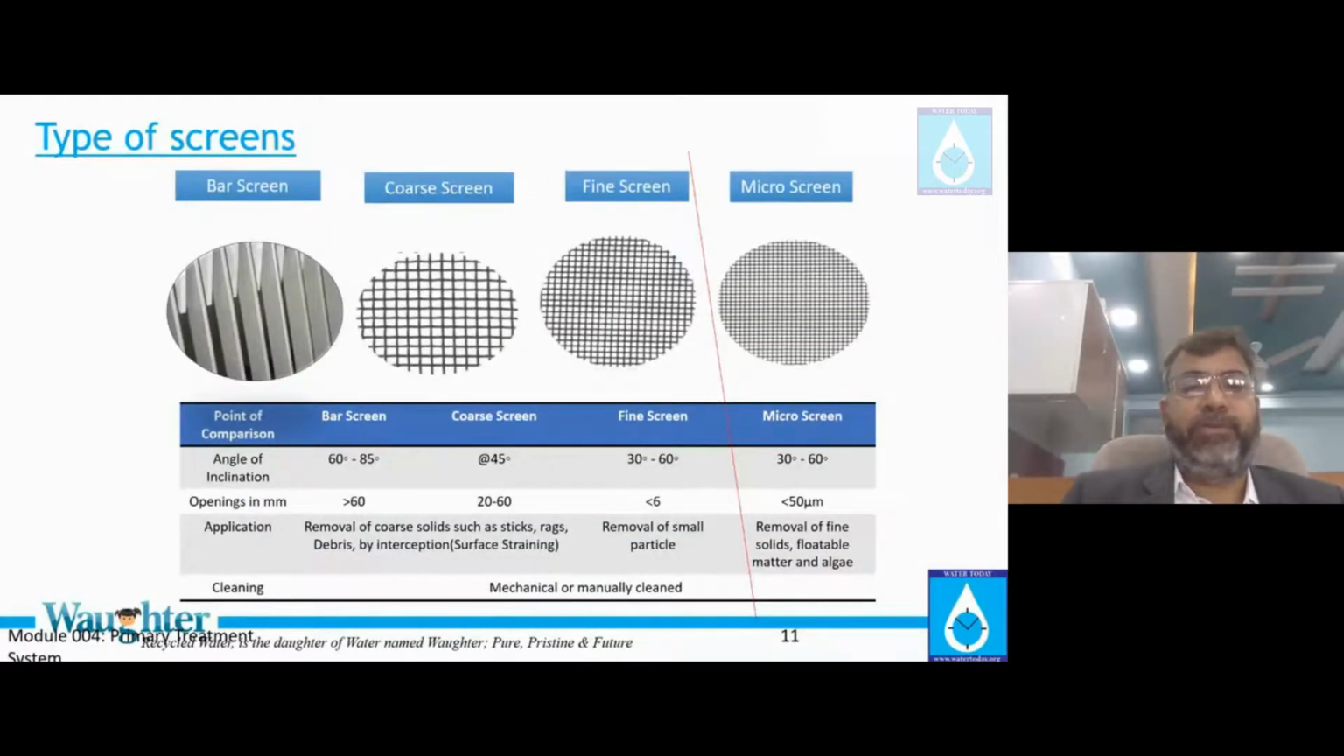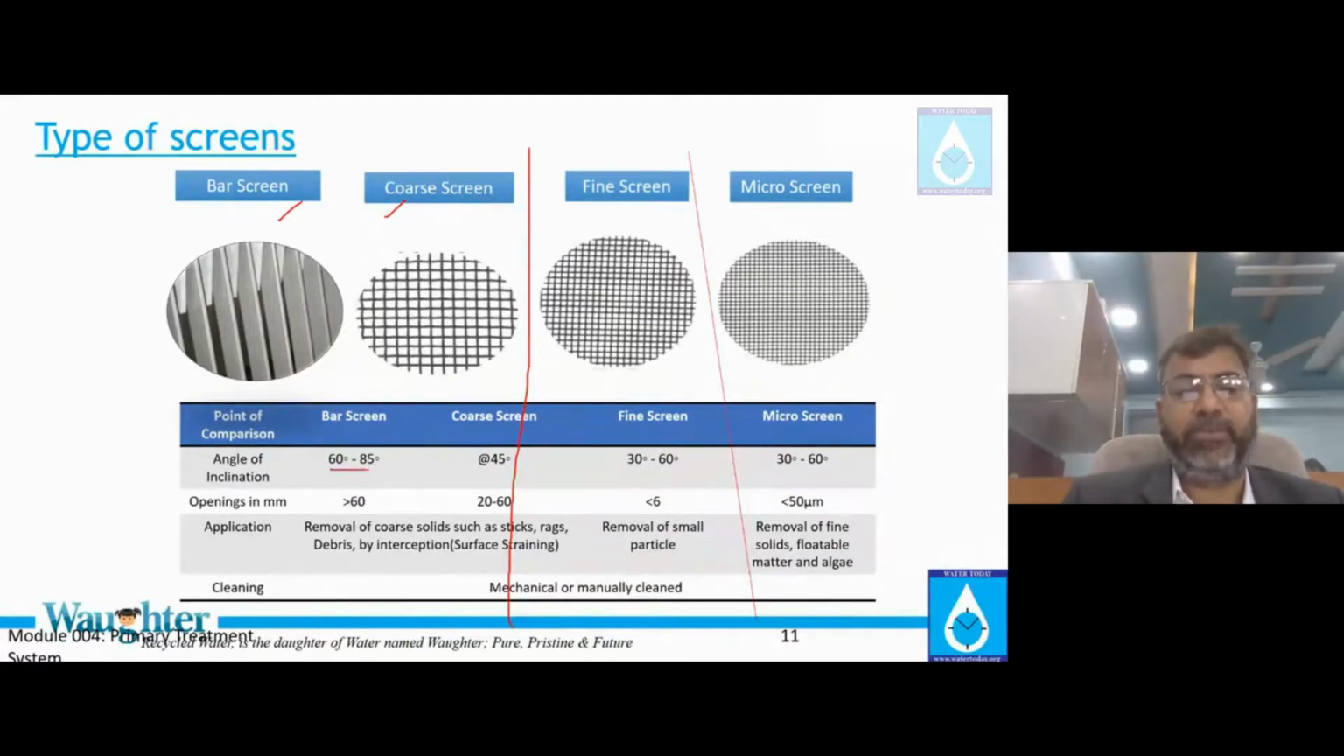Now, in terms of the screens, you can see this is one kind of scheme. These are flat bars, and this is a square screen, the square pitch, and beyond a certain level, we go towards micro screens, so we don't go there. We remain in bar screens and coarse screens. These are the two areas which are more important for us.